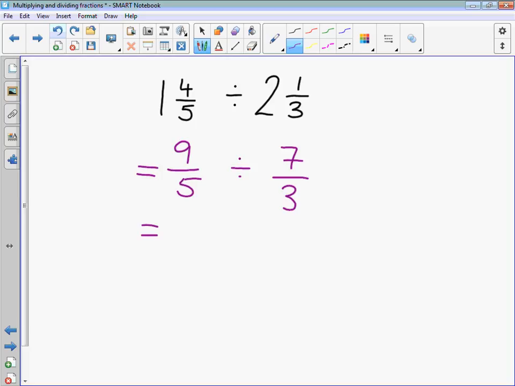Now I need to remember the rule. Dividing by 7/3 is the same as timesing by 3/7. I've inverted that fraction. So this calculation can be written as 9/5 times by 3/7. And there is a vodcast, as I said, on this.